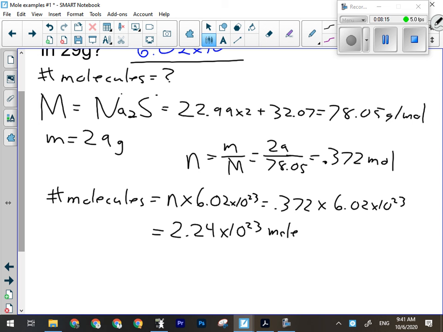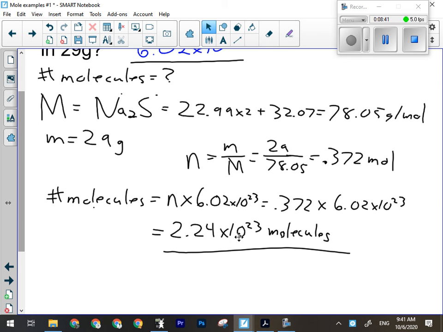Molecules, okay? If there's a unit that people forget, it's that one. Because they have number of molecules, and then they write this number and think that counts for units. Nope. Units come after. So it's 2.24 times 10 to the 23 molecules of sodium sulfide in 29 grams. All right, questions on that one?